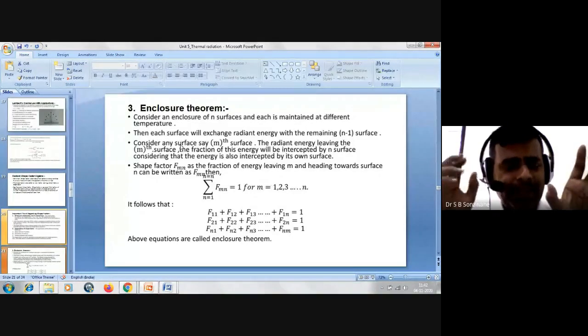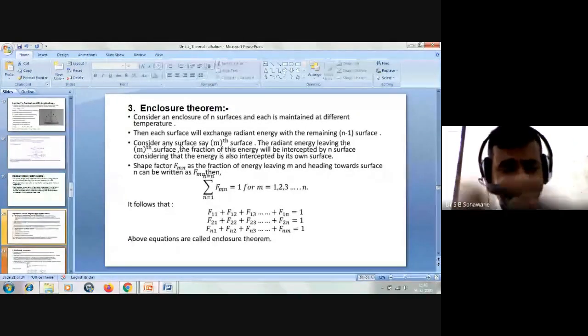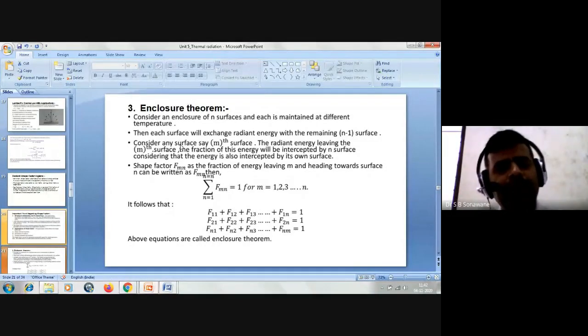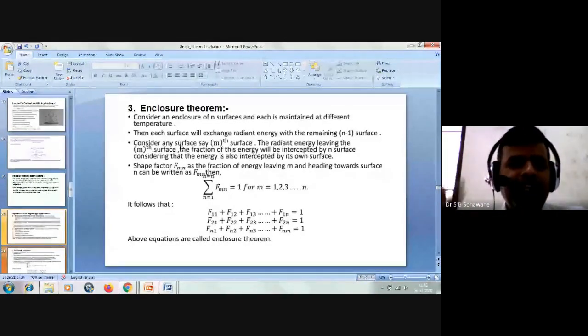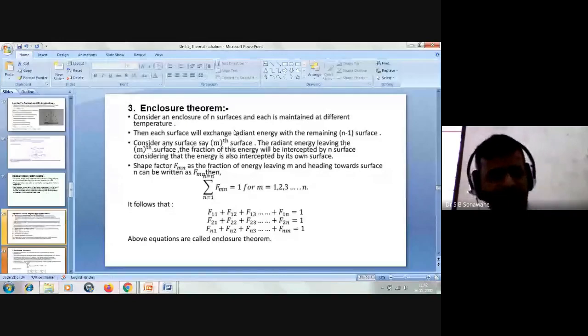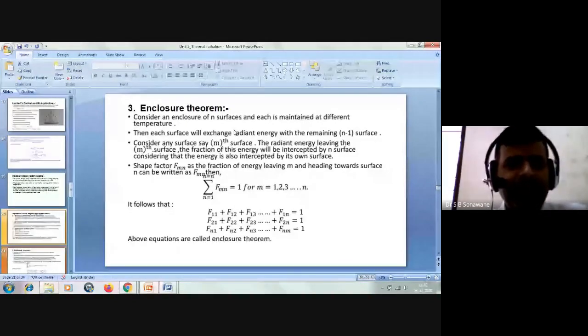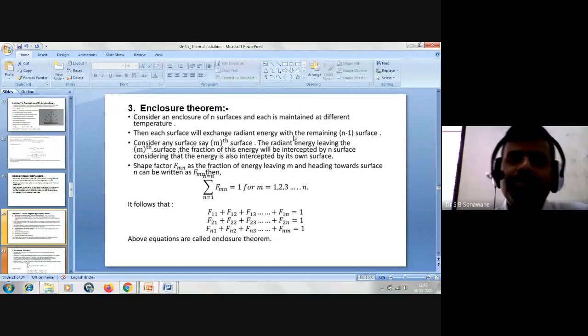Okay, so in this particular application we can apply the enclosure theorem. It means we have an enclosure, and in that enclosure we have a number of surfaces, n surfaces. Each surface is maintained at a different temperature, and each surface will exchange radiant energy with the remaining surfaces. As I told you, every surface emits radiation.